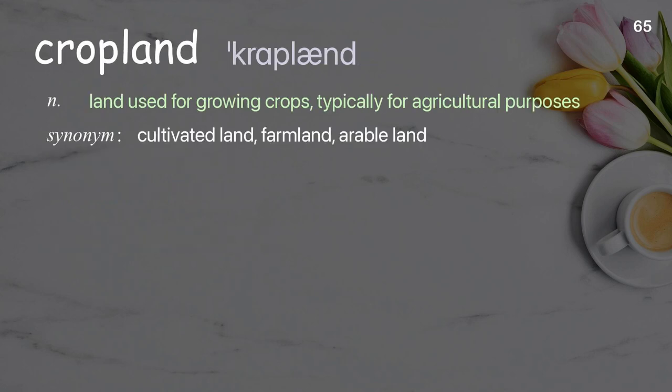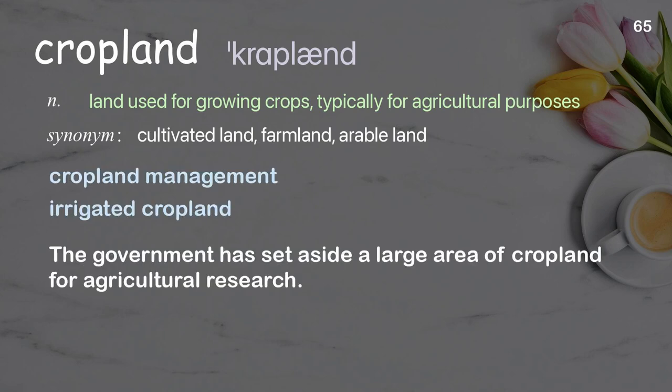Cropland: land used for growing crops, typically for agricultural purposes. Examples: cropland management, irrigated cropland. The government has set aside a large area of cropland for agricultural research.